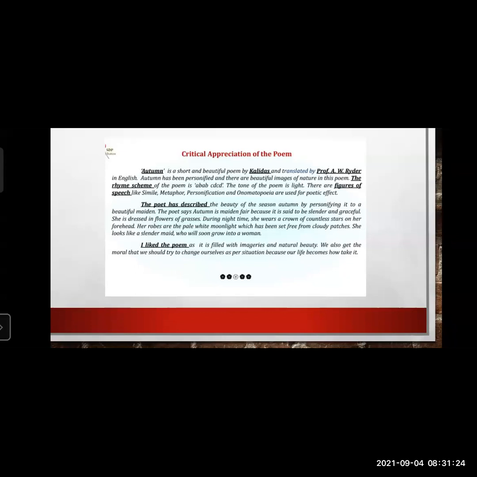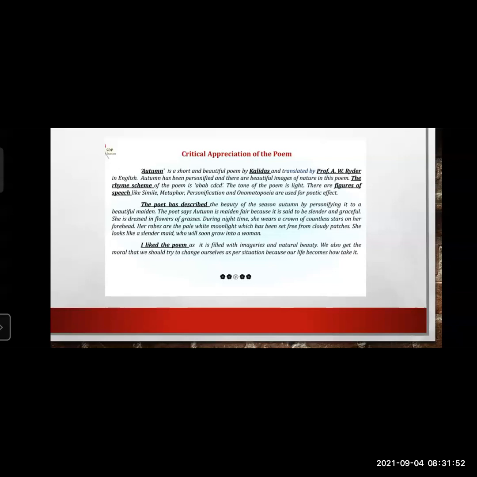Then the second point we have seen here is the rhyme scheme of the poem. For this rhyme scheme, firstly you have to know what is meant by rhyme scheme. I hope that you all have understood. If not, I will explain afterwards how to write the rhyme scheme. Just see here. Autumn has been personified, and there are beautiful images of nature in this poem. The rhyme scheme of the poem is A B A B C D C D. The tone of the poem is light.